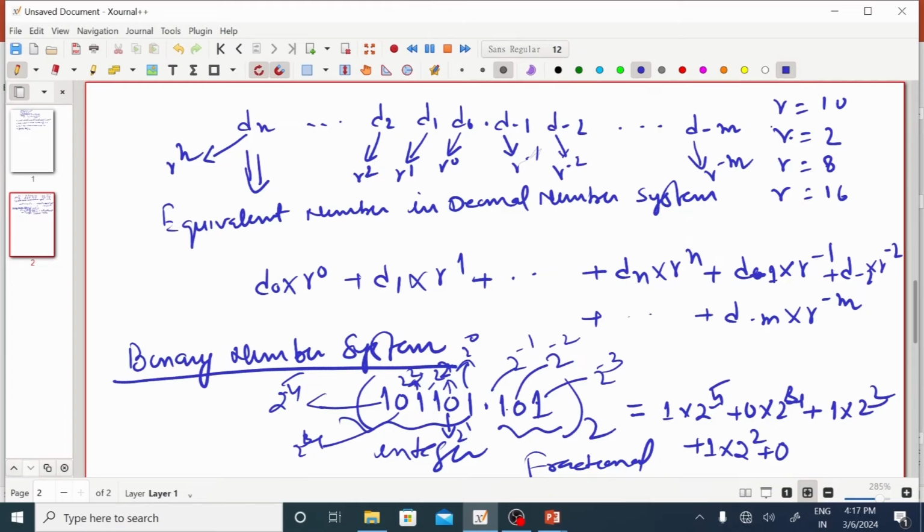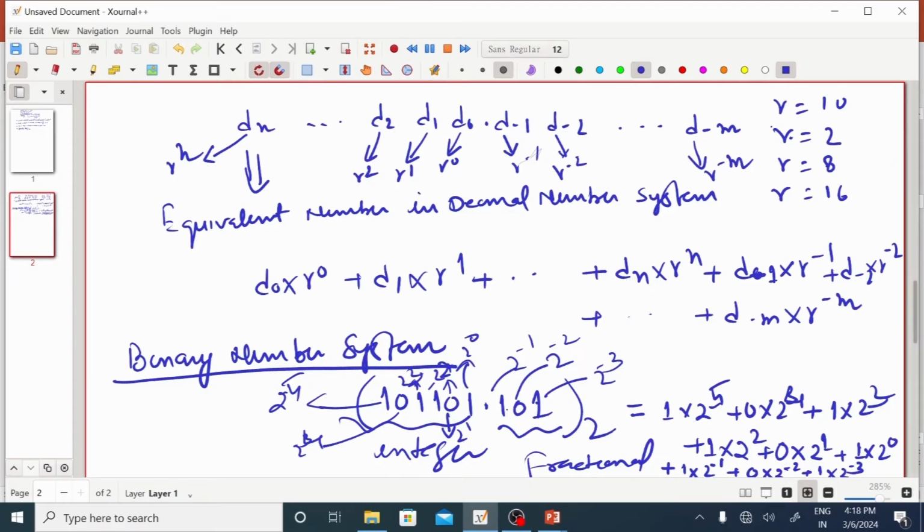So this is multiplied by base to the power 1: 2 to the power 1, plus simply 1 multiplied by 2 to the power 0, plus the fractional portion, which means 1 multiplied by 2 to the power minus 1, plus 0 multiplied by 2 to the power minus 2, plus 1 multiplied by 2 to the power minus 3. So simply you will find the equivalent number.